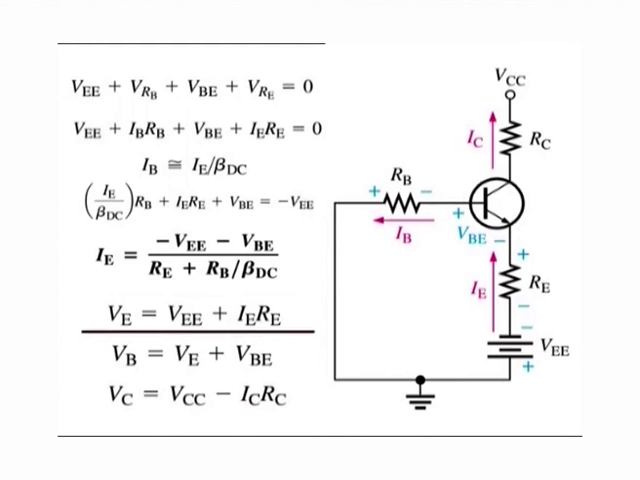The emitter voltage with respect to ground is equal to VEE plus IERE. The base voltage with respect to ground is equal to VE plus VBE. The collector voltage with respect to ground is equal to VCC minus ICRC.